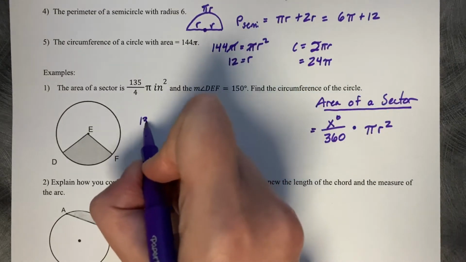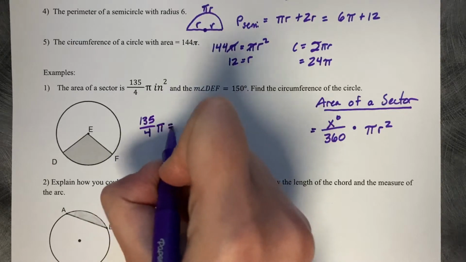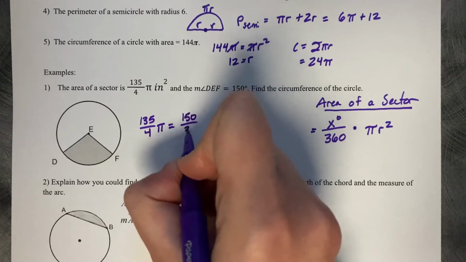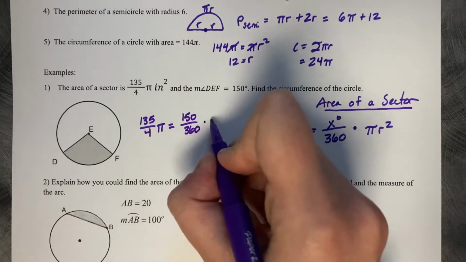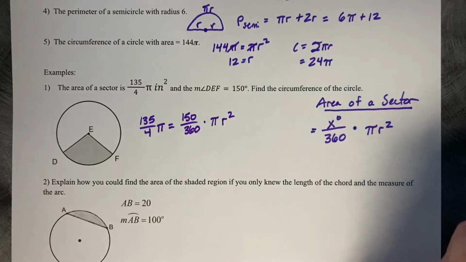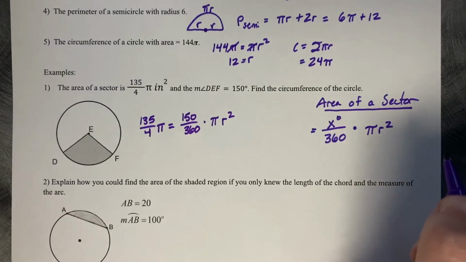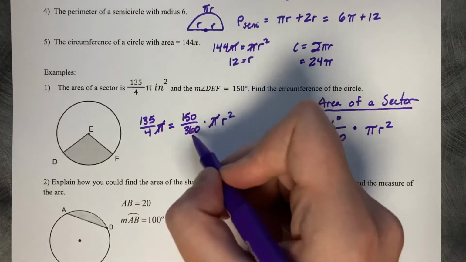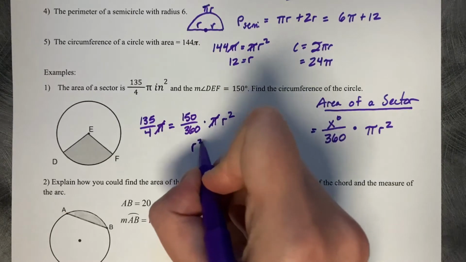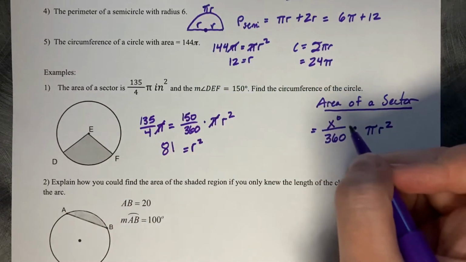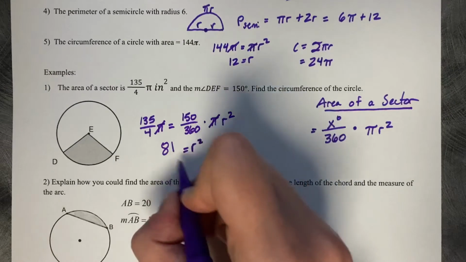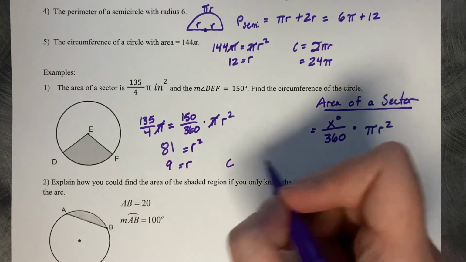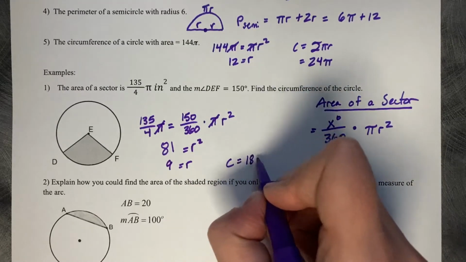So we're going to have 135 over 4 pi equals, I know the degree measure, 150 out of 360, times pi times radius squared, and the r is the piece that we're looking for. We'd like to know what that is. So if we cancel the pi's and we divide both sides by 150 divided by 360, you're going to get r squared equals 81. Square root, r is going to be 9. So our circumference is going to be 2 times pi times r, so 9 times 2 is 18 pi.